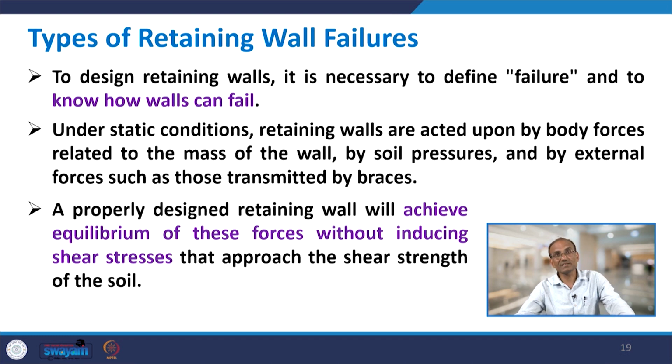So, it is important how the failures of retaining walls take place. Under static conditions, retaining walls are acted upon by body forces which are related to the mass of the wall, or by soil pressure, and by external forces such as those transmitted by braces. So, you have body forces or you have soil pressures.